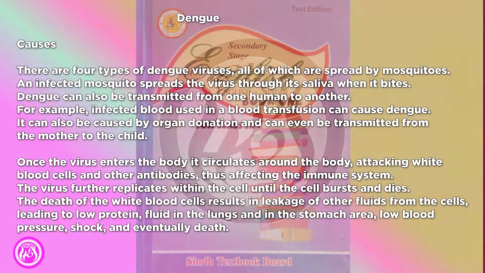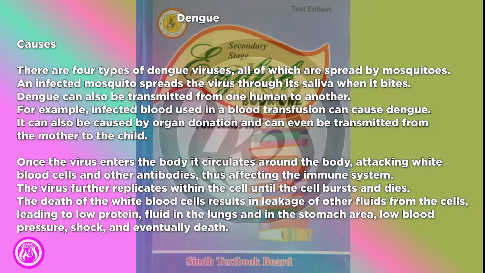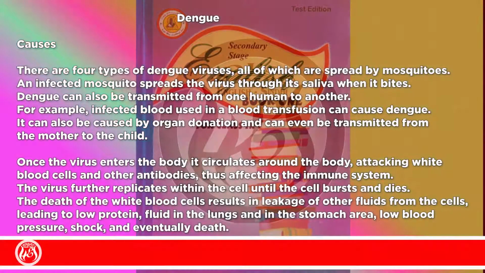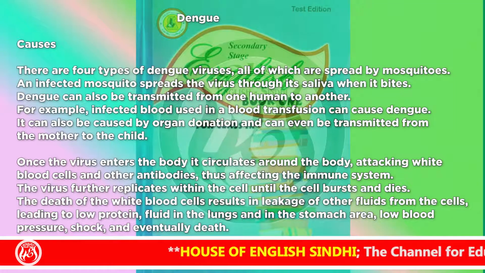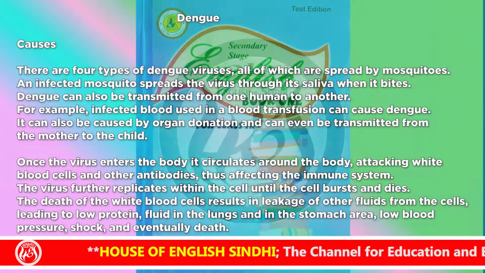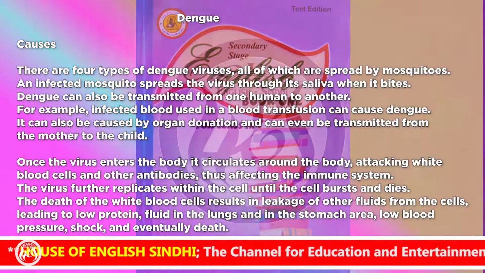Dengue causes. There are four types of dengue viruses, all of which are spread by mosquitoes. An infected mosquito spreads the virus through its saliva when it bites. Dengue can also be transmitted from one human to another. For example, infected blood used in a blood transfusion can cause dengue. It can also be caused by organ donation and can even be transmitted from the mother to the child.